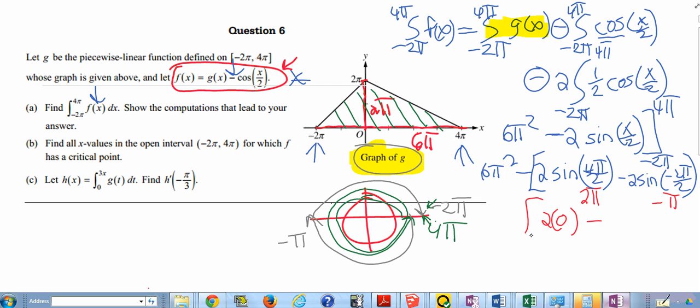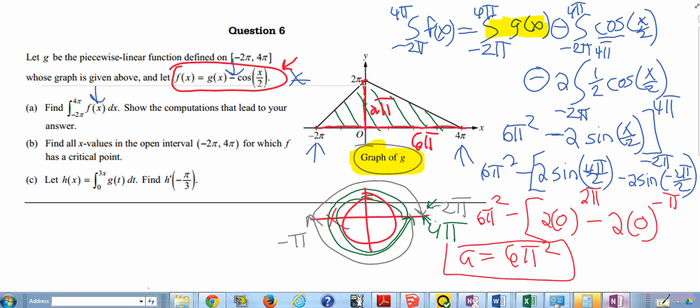minus, still have my 6 pi squared. At negative pi, I still don't have any height because I'm right here. So that's minus 2 times 0. So the final answer for A is just 6 pi squared.